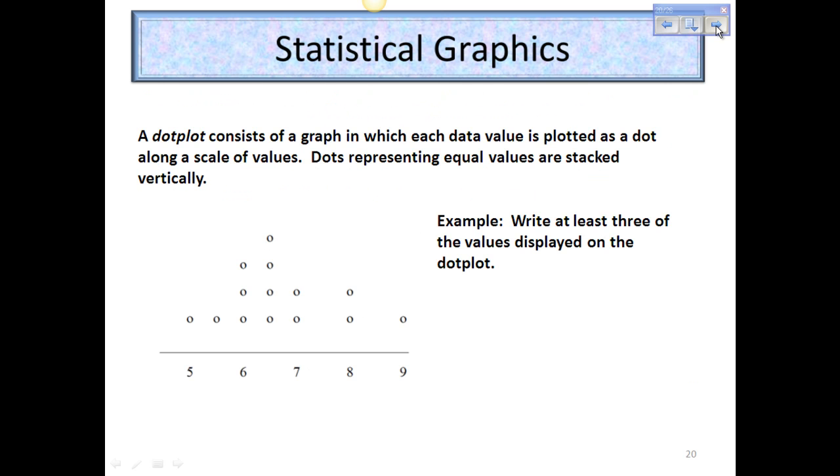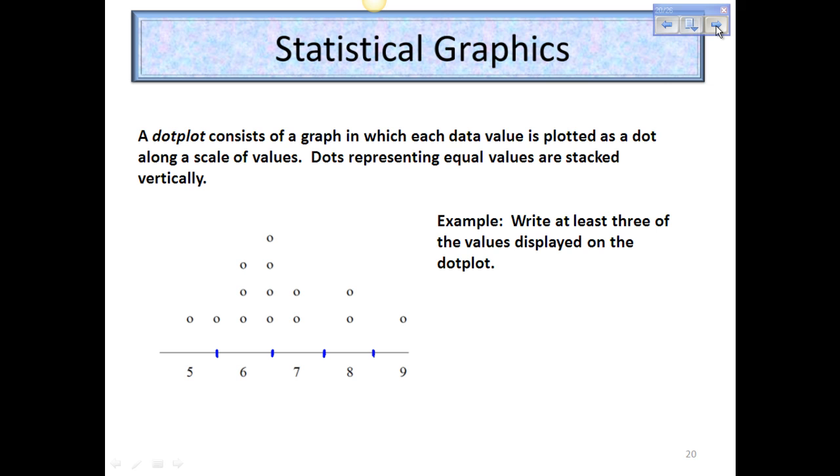A dot plot consists of a graph in which each data value is plotted as a dot along a scale of values. Dots representing equal values are stacked vertically. So we have a dot plot here. On our horizontal scale, we have 5, 6, 7, 8, and 9. Above those values, we have dots. Now, we also have dots stacked between the values, which means we can assume between those values we also had some values of 5.5, 6.5, but we had no values of 7.5 or 8.5.